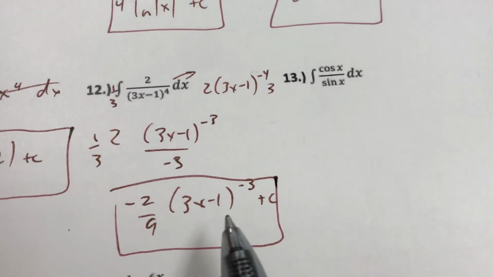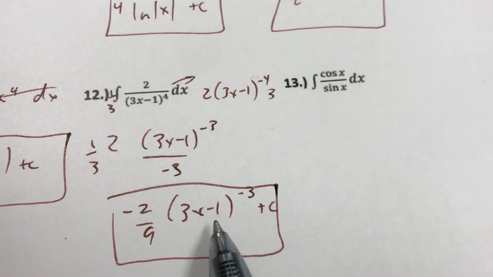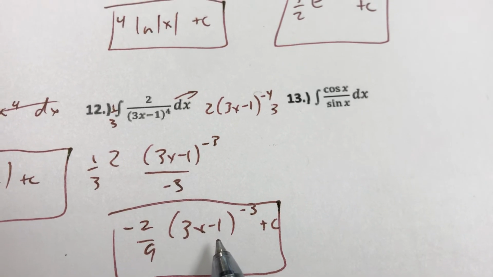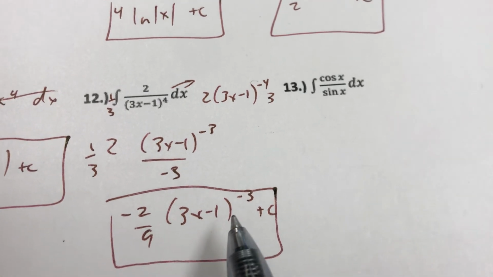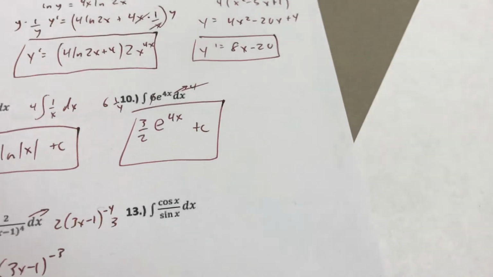Again, you could drop this to the bottom as a third power function. You could have negative 2 over the quantity 9 times quantity 3x minus 1 to the third power. That would be another way you could write that.